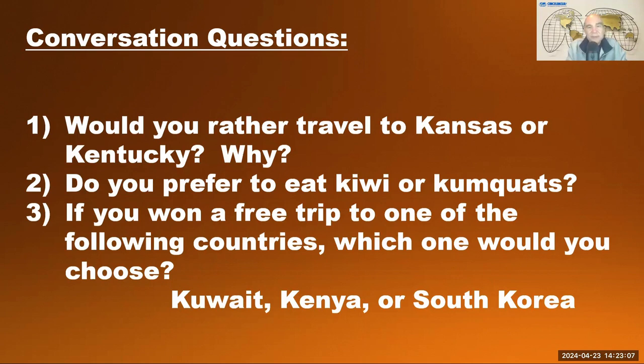Kentucky's a great state. But I haven't been to Kansas, so I would choose Kansas. I've heard some good things about Kansas. You just have to be careful, or you just have to understand that you might end up with a tornado or something like that in Kansas. But yeah, so my choice is Kansas.